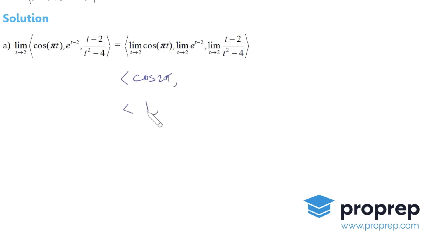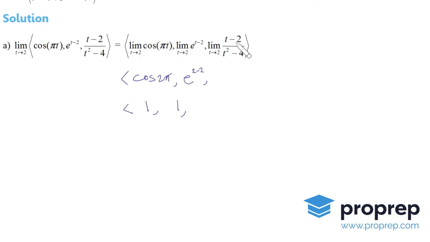It's just 1. Here also, t minus 2, continuous function, exponent is continuous, everything's continuous, so we just substitute t equals 2. So we get e to the power of 2 minus 2, and that is equal to e to the 0, which is 1. And now we come to the third component.